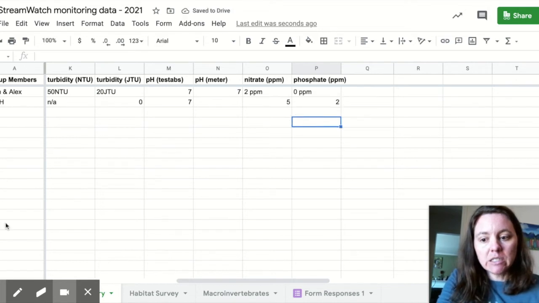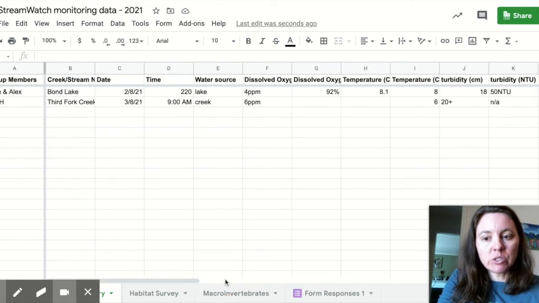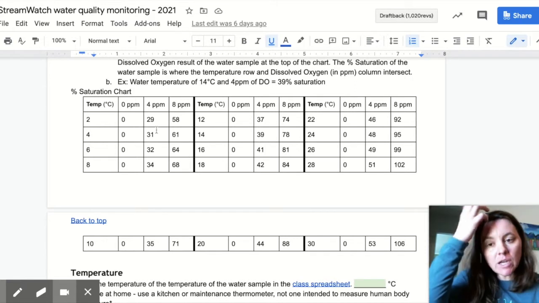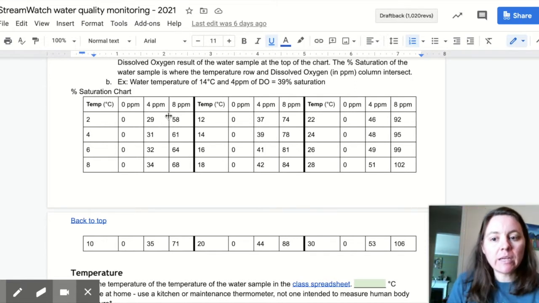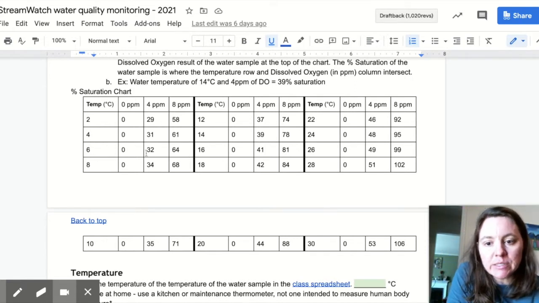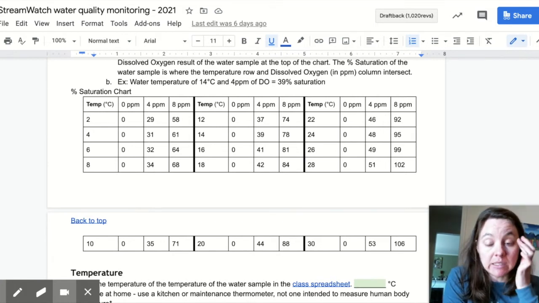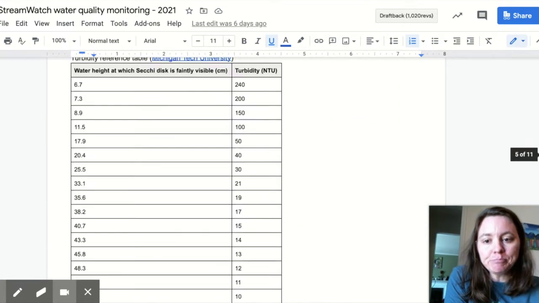All right. So after I have put in my results here, I can go and transfer them to the worksheet as well. My dissolved oxygen was somewhere between 4 and 8 parts per million. It was about 6 degrees Celsius out. So that's somewhere between, we called it right in between 32 and 64% saturation.